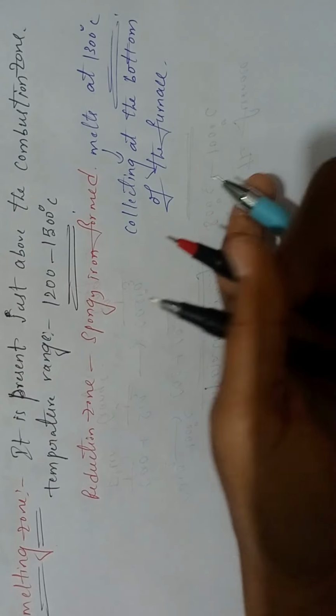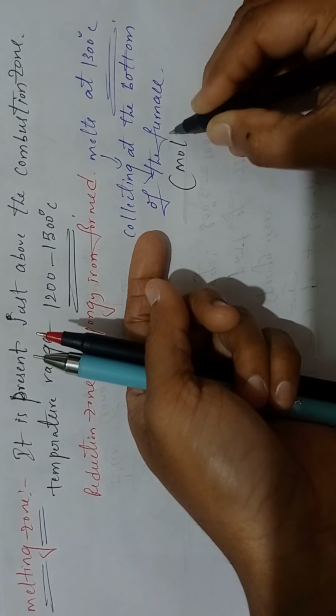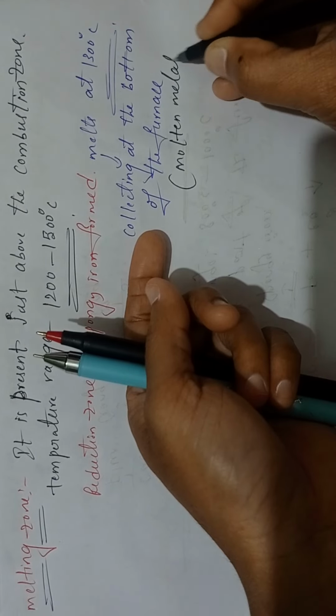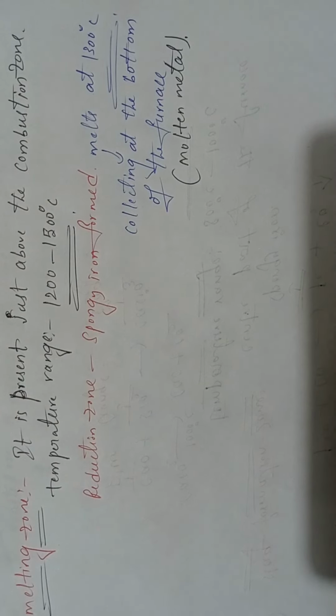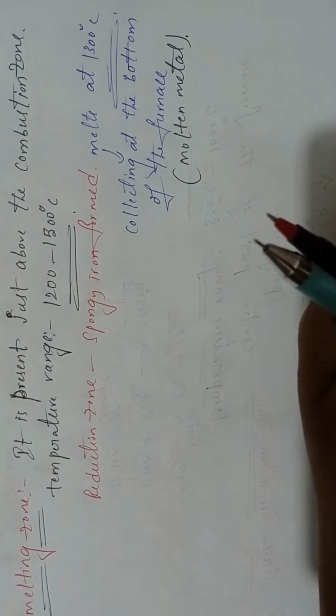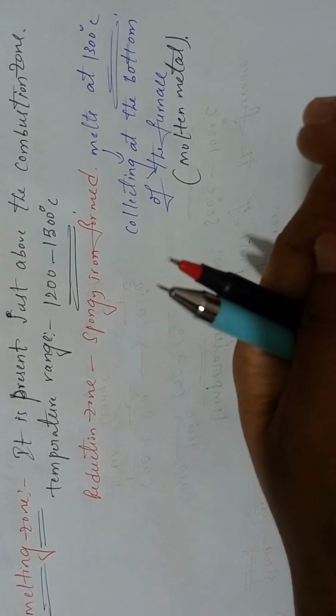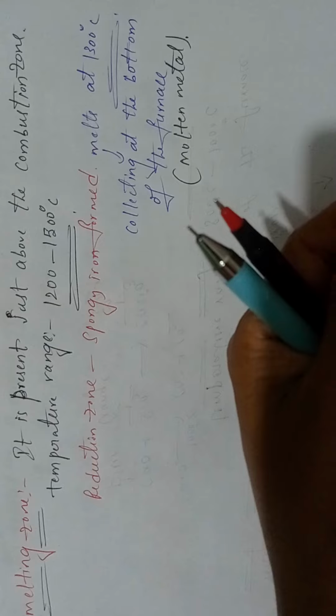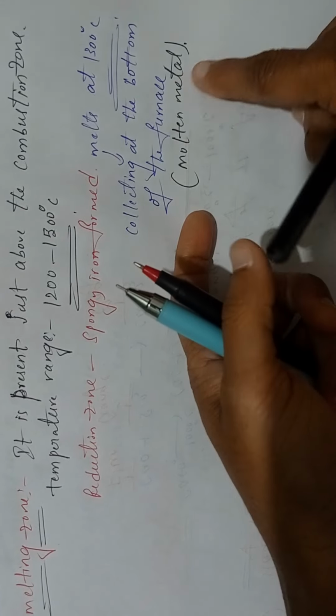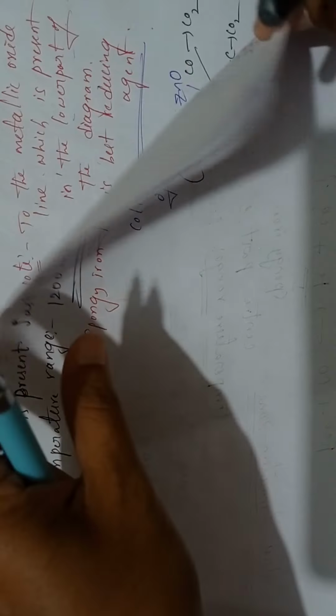So from this we will get the molten metal, students. Are you clear? Now, slag is already formed. We know that slag is a lighter weight particle. So these lighter weight slag particles float on the molten metal, students. See here in the diagram.